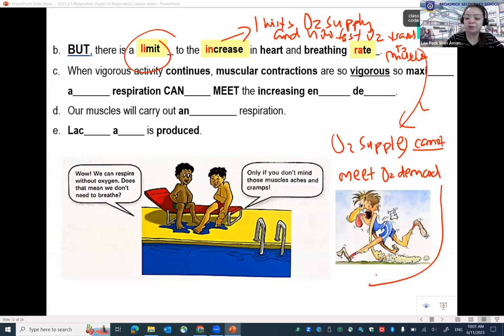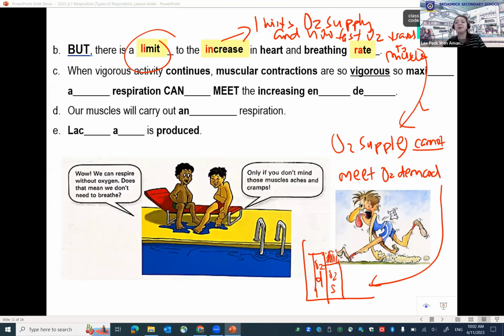If I were to draw this as a graph, it goes like this. This is my demand for oxygen, O2 demand, but this is how much oxygen I can supply, O2S, S stands for supply. And that would mean that I have this amount that I will never be able to meet. I will never be able to supply this extra amount of oxygen that my muscle cells require.